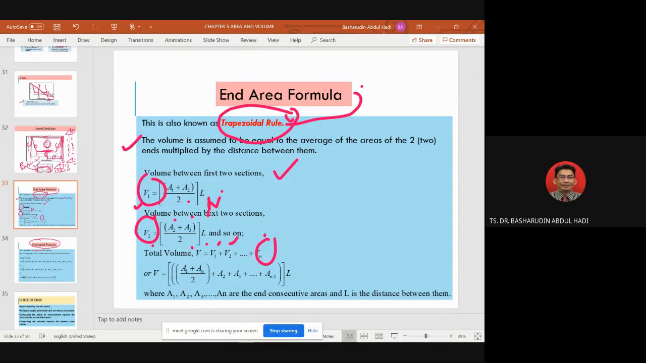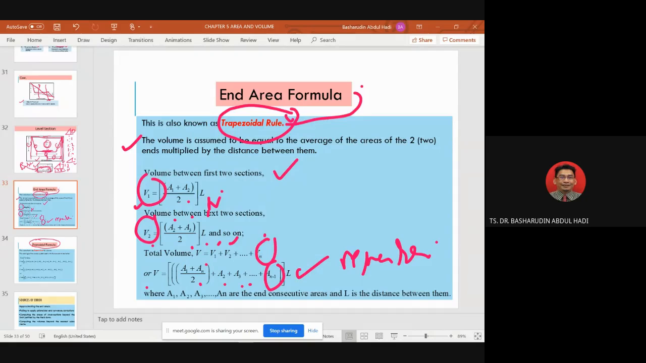Or we can say that this is the formula you must remember because it is already simplified. The volume for the trapezoid rule is equal to, in brackets, A1 plus An divided by 2, plus A2 plus A3, area 1, area 2, area 3, plus area 4, 5, until the last area.